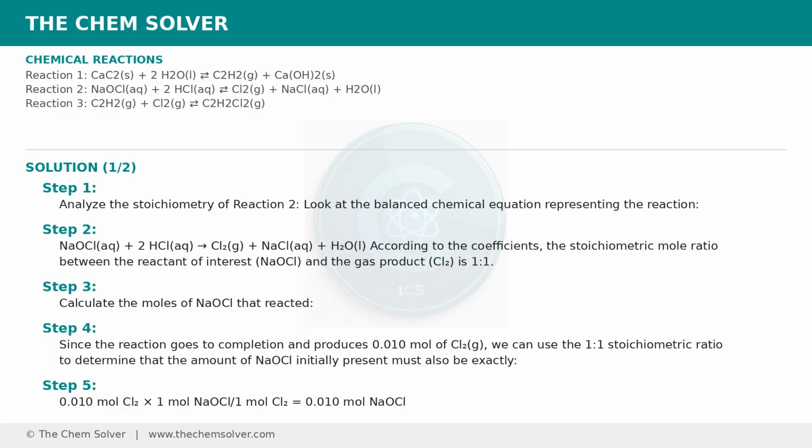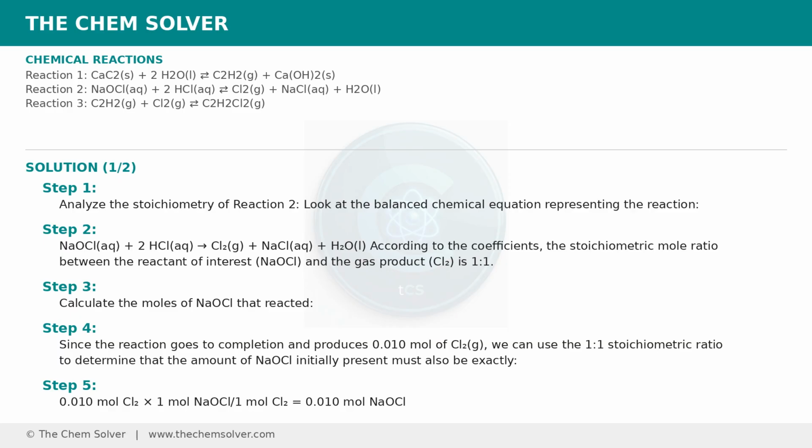Analyze the stoichiometry of reaction 2. Look at the balanced chemical equation representing the reaction. NaOCl + 2HCl → Cl2 + NaCl + H2O, according to the coefficients. The stoichiometric mole ratio between the reactant of interest, NaOCl, and the gas product, Cl2, is 1:1.